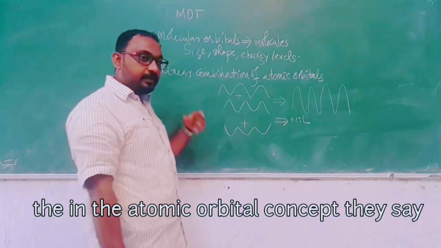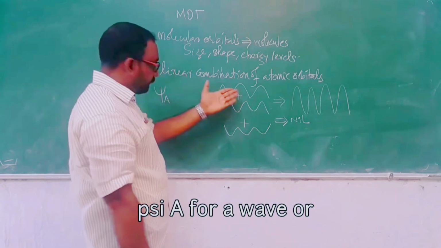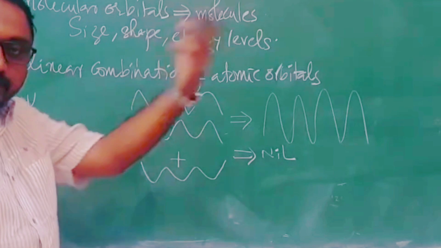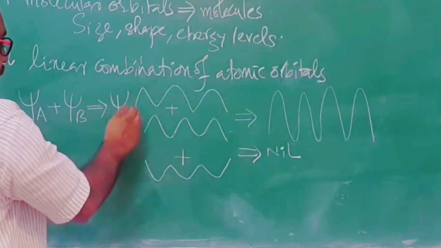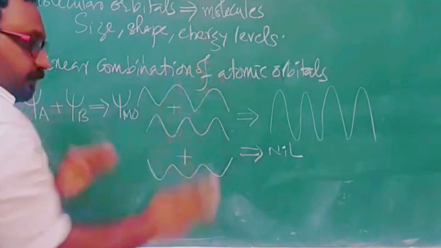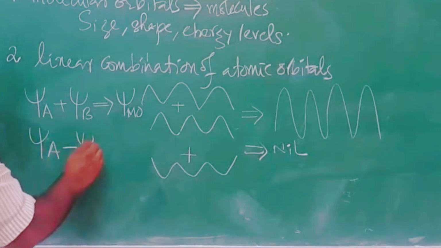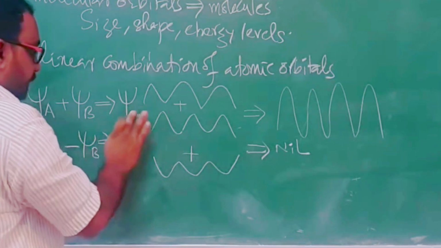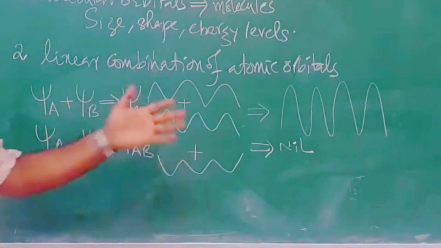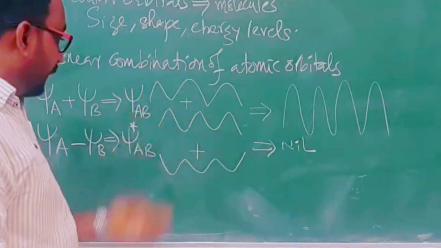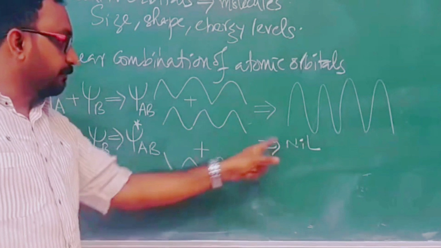In the atomic orbital concept, they say a wave function psi A for an atomic orbital plus psi B. Just to make you understand, you can say linear combination of atomic orbitals. There is one more possibility, psi A minus psi B, giving psi star. Since an atomic orbital is a wave, they can be added to form a big wave.